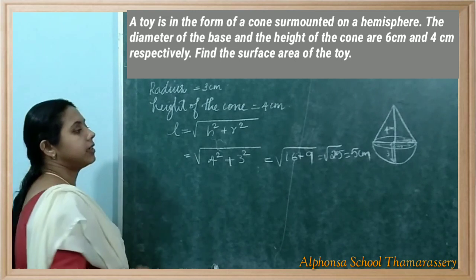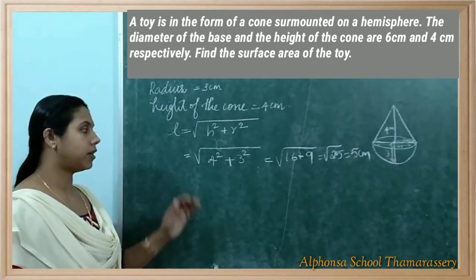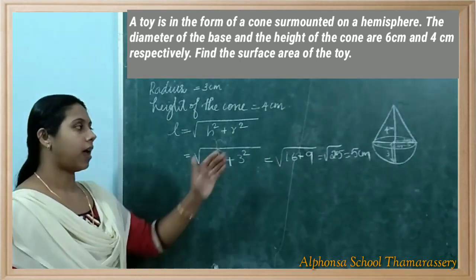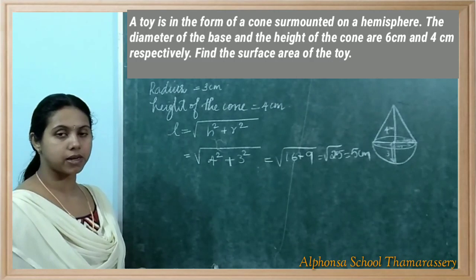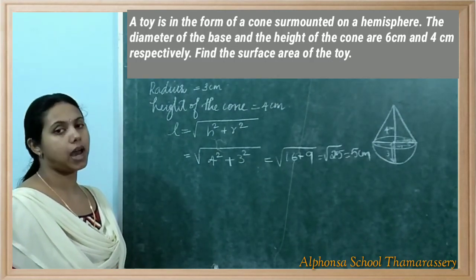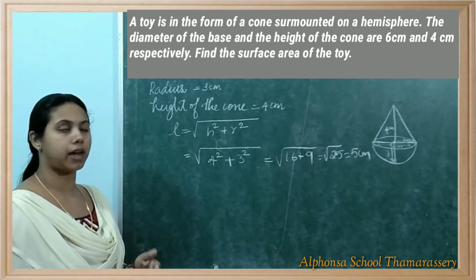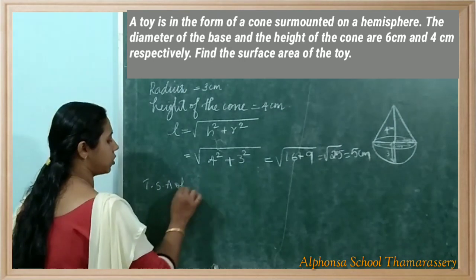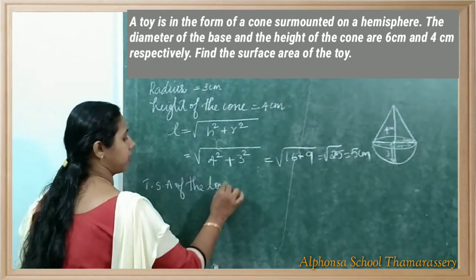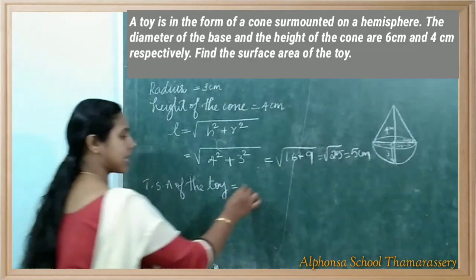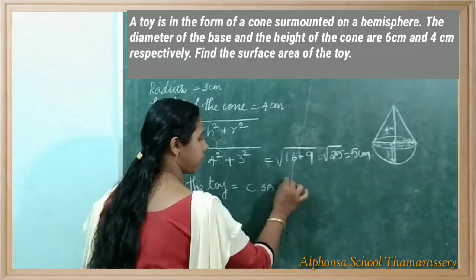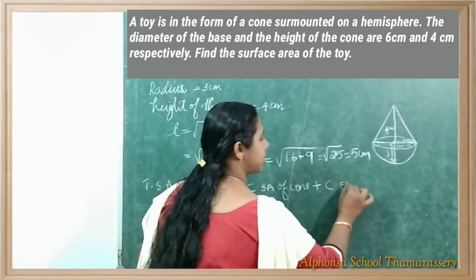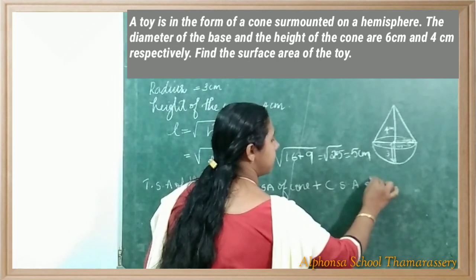Now we can find the curved surface area of the cone. We know it is pi r L. We know the radius and we know the slant height. And what is the curved surface area of a hemisphere? That is equal to 2 pi r square. We know the radius, so we can find that area also. So the total surface area of the toy is equal to curved surface area of cone plus curved surface area of hemisphere.